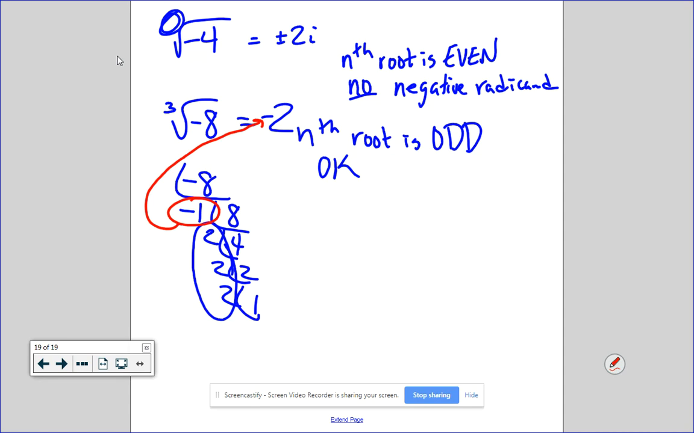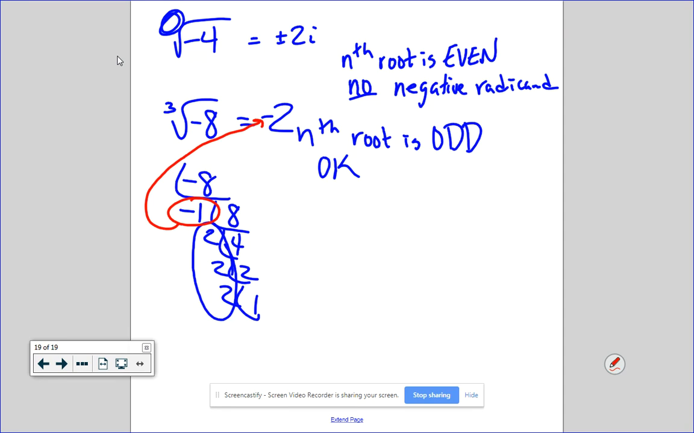Yep. You know, you could just pull it out as an i in the beginning and work your problem like you normally do, and then just put the negative back in. You could. Yeah, and then just put it back in. You can. But we just don't worry about even exponents. Okay?